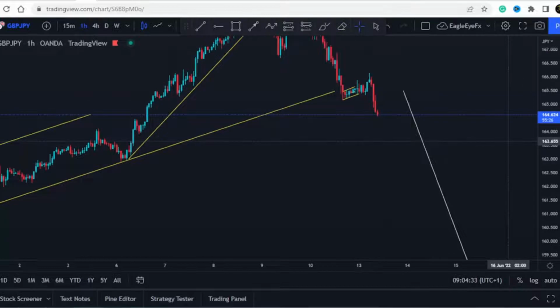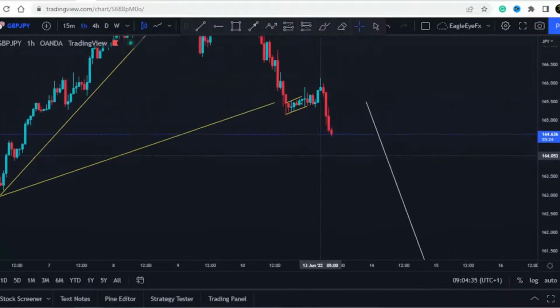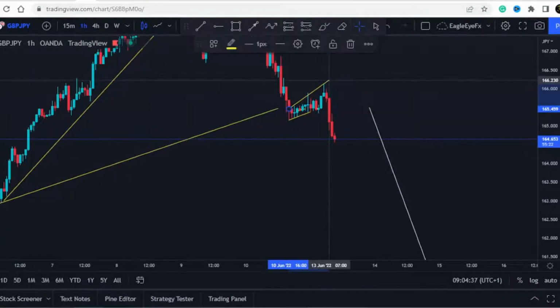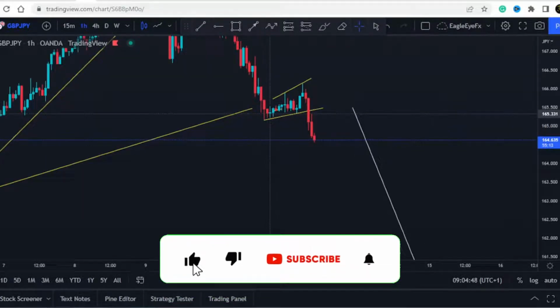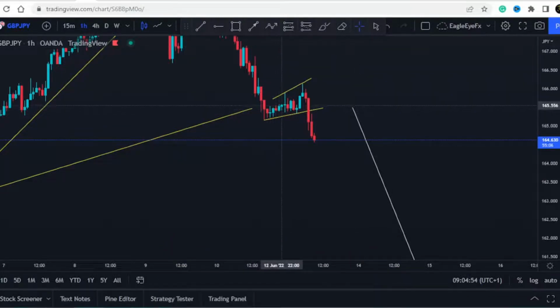And what happened? Remember, the moment you are trading these flags, the rule is they must not be less than at least 6 to 8 one-hour candlesticks. So we are talking about 1, 2, 3, 4, 5, 6, 7, 8, 9, 10, 11, 12, 13.